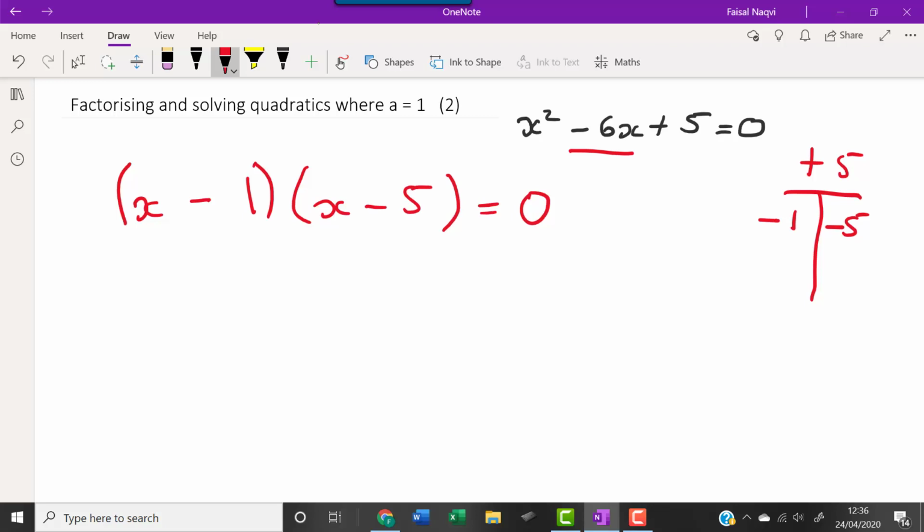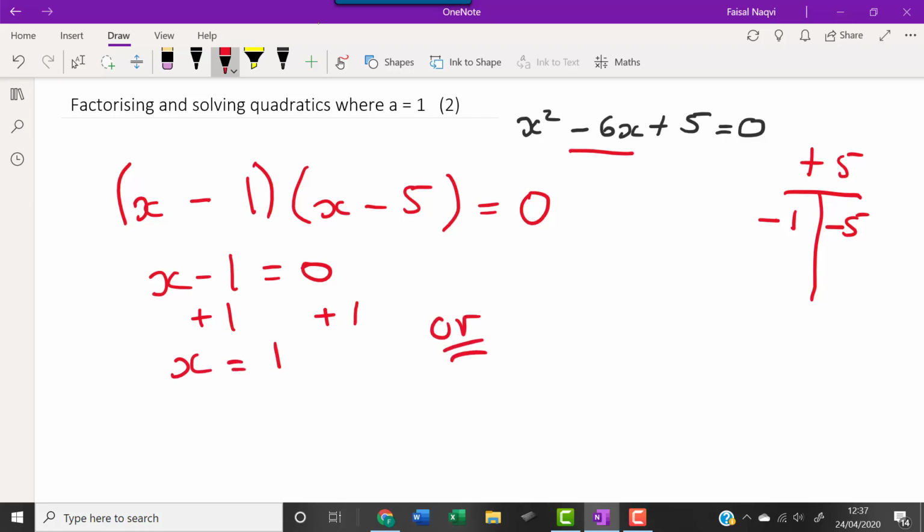I've now factorized it, but now I've got to solve it. So let's take one bracket at a time. I've got x minus 1 equals 0. To get the x on its own, I do the inverse of the minus 1 on both sides. That gives me x equals 1.